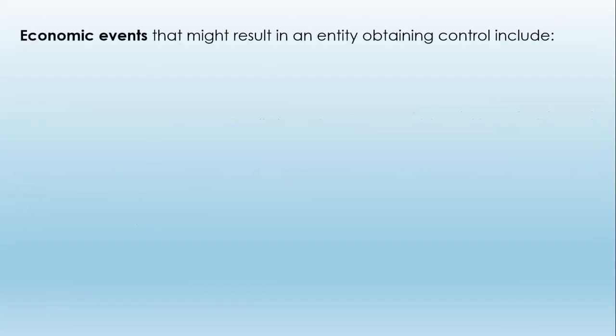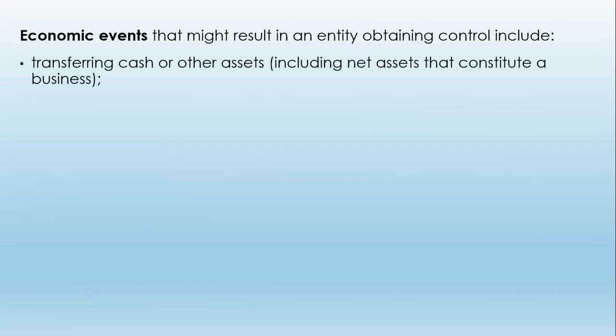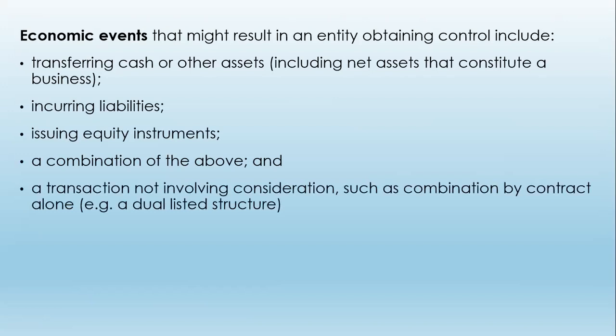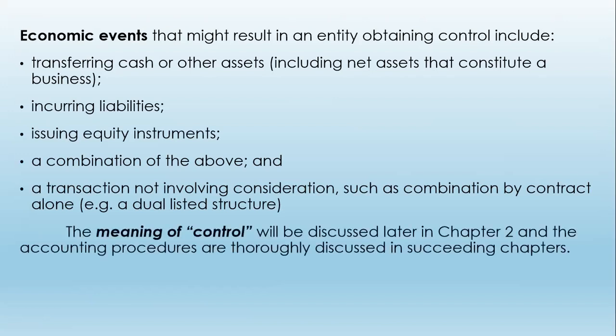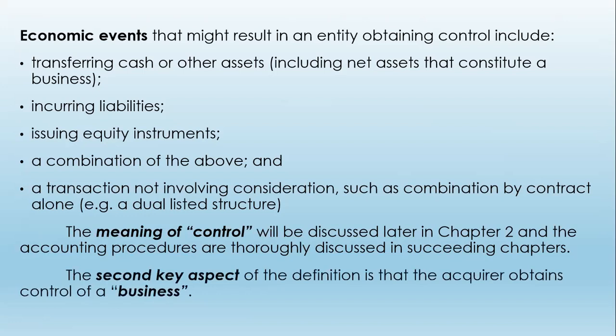Economic events that might result in an entity obtaining control include transferring cash or other assets, including net assets that constitute a business, incurring liabilities, issuing equity instruments, a combination of the above, and a transaction not involving consideration, such as a combination by contract alone, such as a dual-listed structure. The meaning of control will be discussed in Chapter 2, and the accounting procedures are thoroughly discussed in succeeding chapters. Okay, so those are the economic events that should be considered.